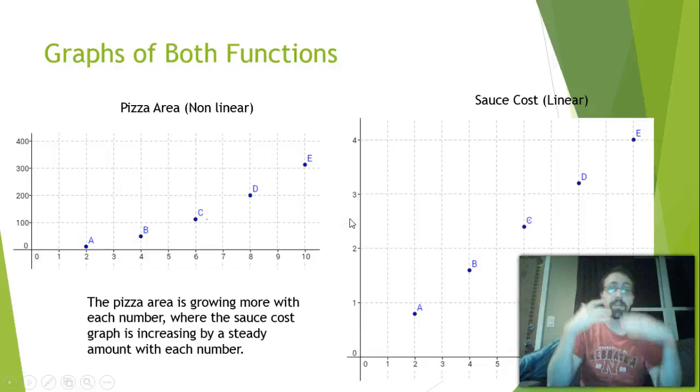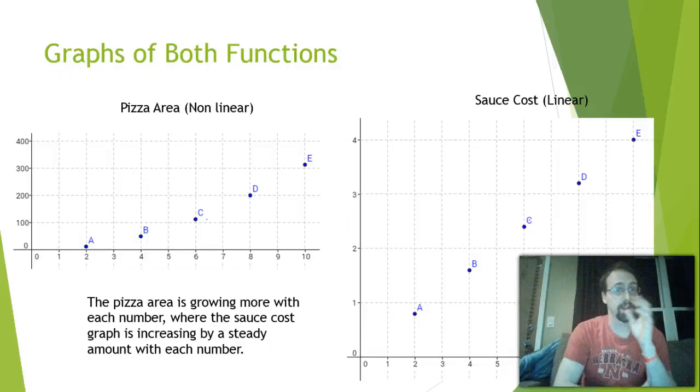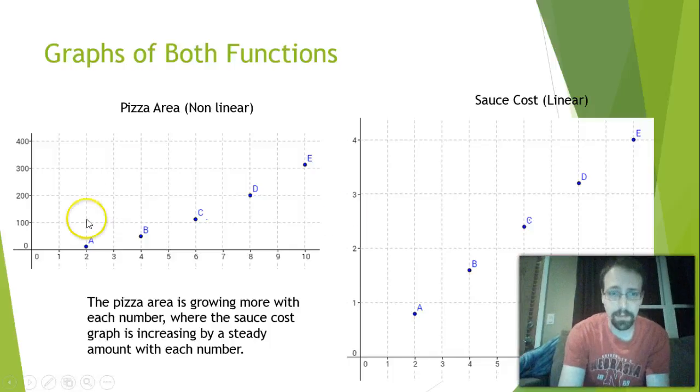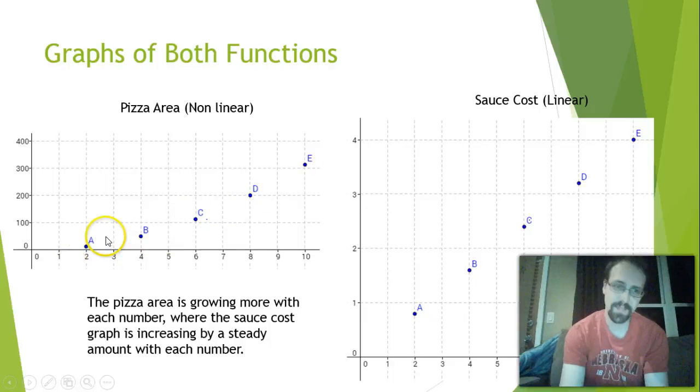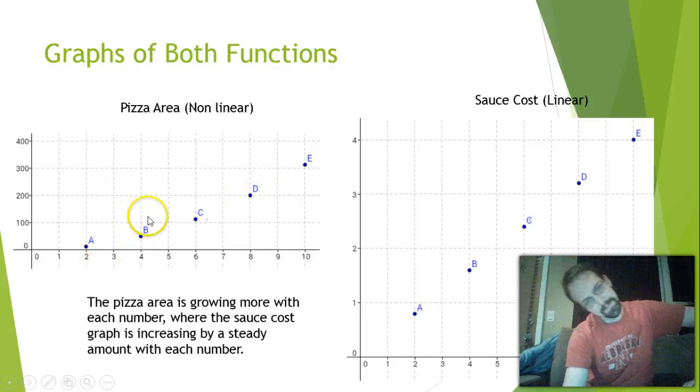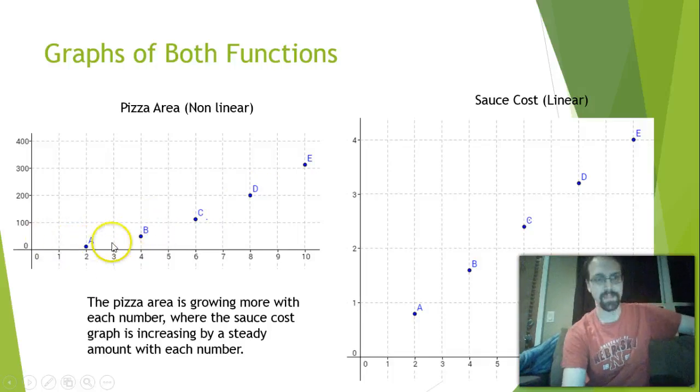Next slide. So here's the graphs of both the functions. So you can see the pizza area, the nonlinear one, and the sauce cost, that's a linear one. You can kind of see visually what's going on here with the pizza area one. It's going a little bit more. Now it's getting really big. I couldn't really connect these to make a line. It looks like it makes kind of like a slope, kind of like a hill. It's kind of going up a hill.